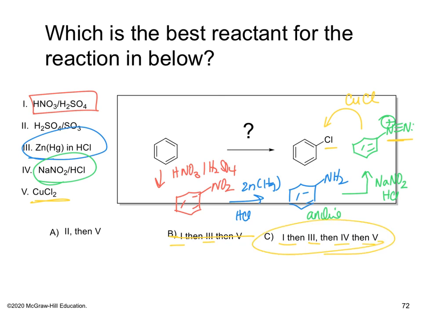But notice we don't have to use a Lewis acid. How's another way we could do that? You all remember, right? Cl2 and aluminum trichloride, or some kind of Lewis acid.